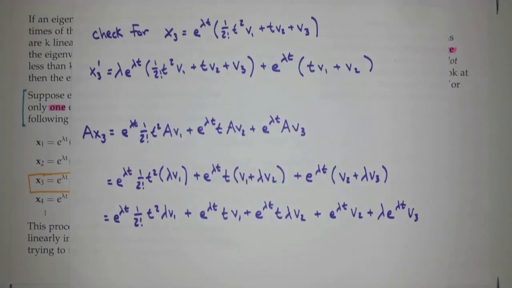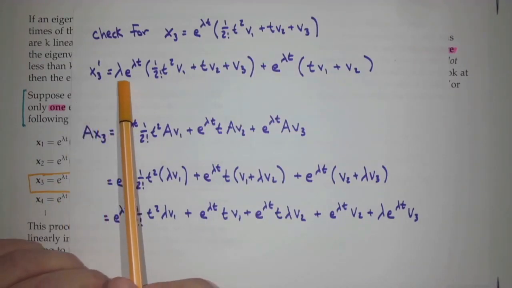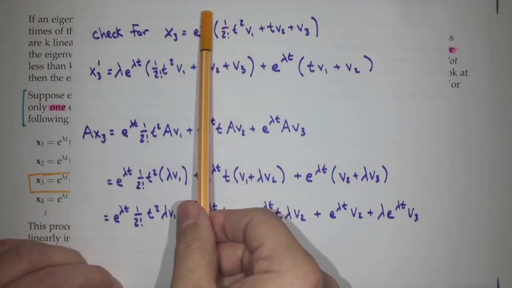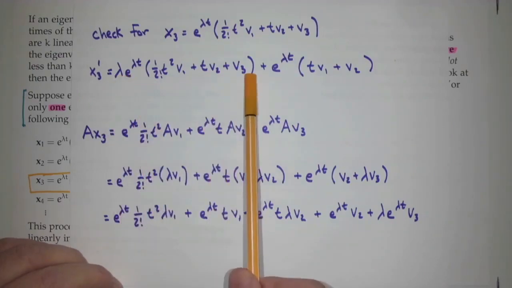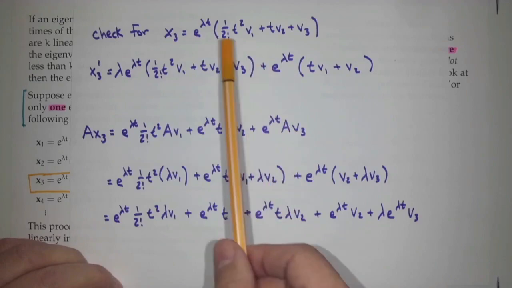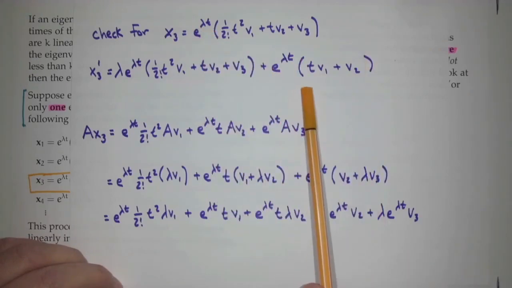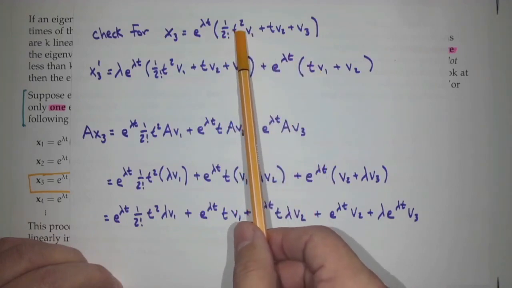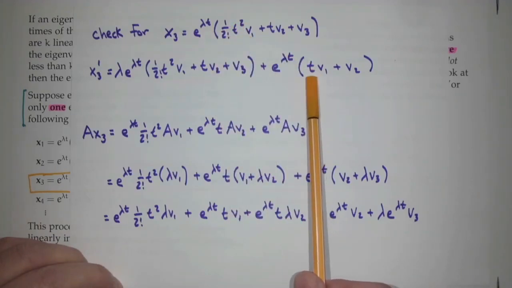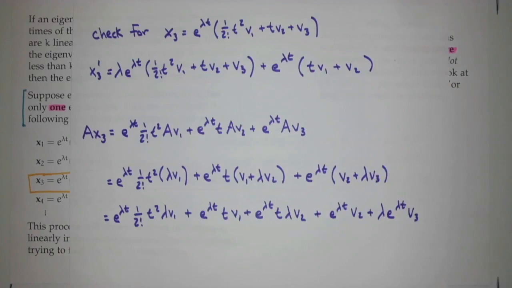All right. To check x3, I look at x3 prime and compare it to A x3. So x3 prime is product rule. We can take the derivative of e to the lambda t, that's not so hard, and leave the other part alone. Or we take e to the lambda t and take the derivative of the other part. And this is why we like the factorials downstairs, because the derivative of t squared over 2 is t and not 2t.